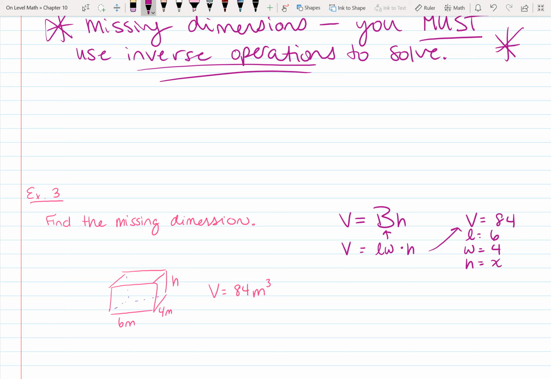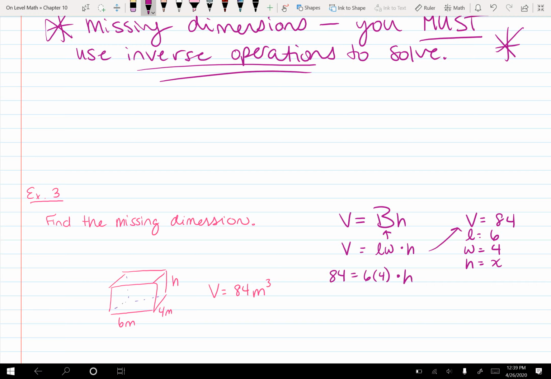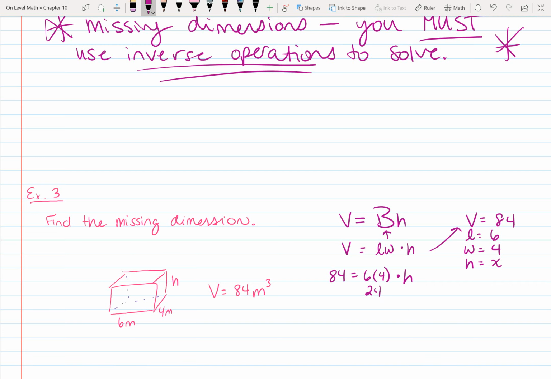So now the third step, which is the same as before, is to plug in what we know. In this case, we know the volume. It's 84. Length is 6. Width is 4 times height. Alrighty, so I simplify. 6 times 4 is 24 times H equals 84.